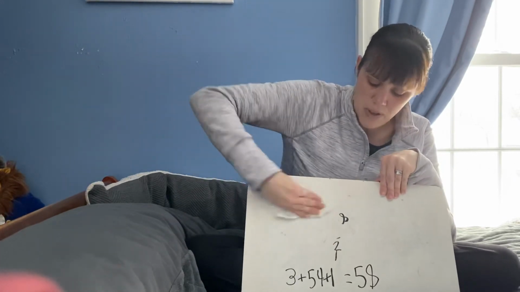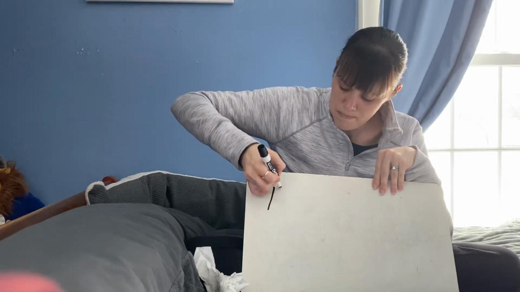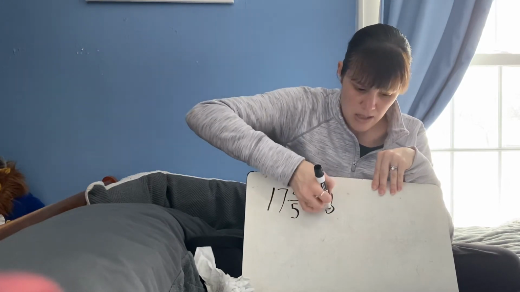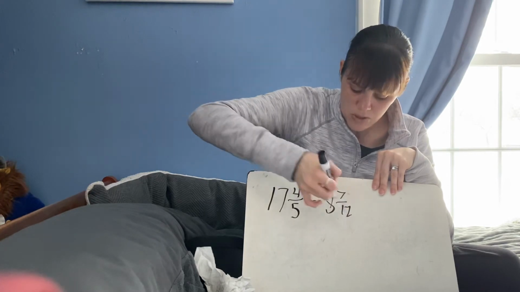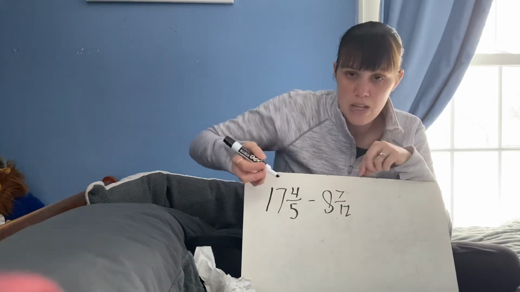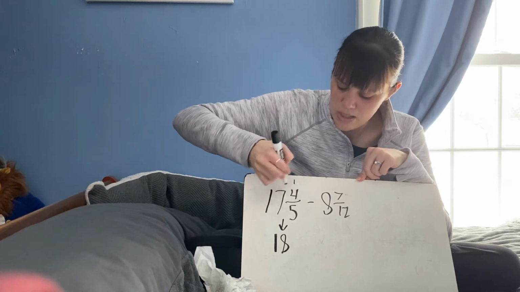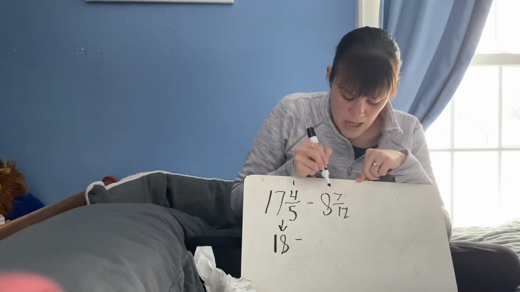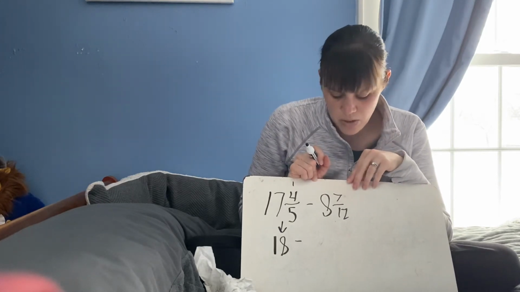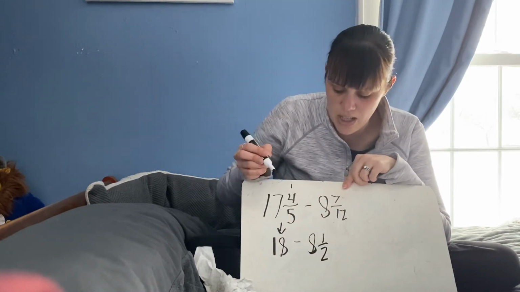All right, we've got 2 left, boys and girls. We have 17 4/5 minus 8 and 7/12. Remember, we're subtracting now, so be careful with your signs. 17 and 4/5, that's really close to 18, isn't it? Because this 4/5 is close to 1, 17 and 1. 8 and 7/12. Oh, 7/12 is really close to 6/12. So it's really close to 8.5. And you know what? I'm going to say 8.5 because I want the most accurate answer I can get.